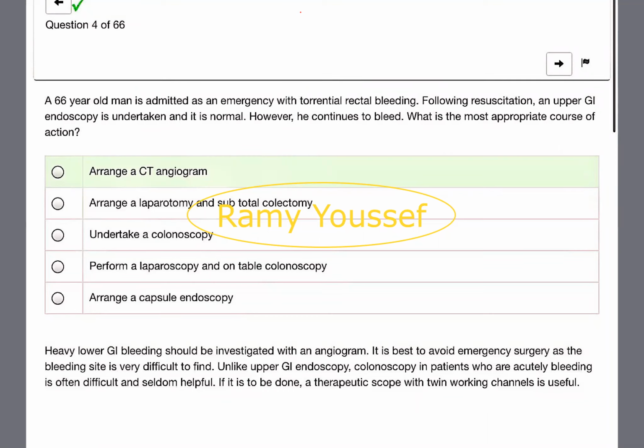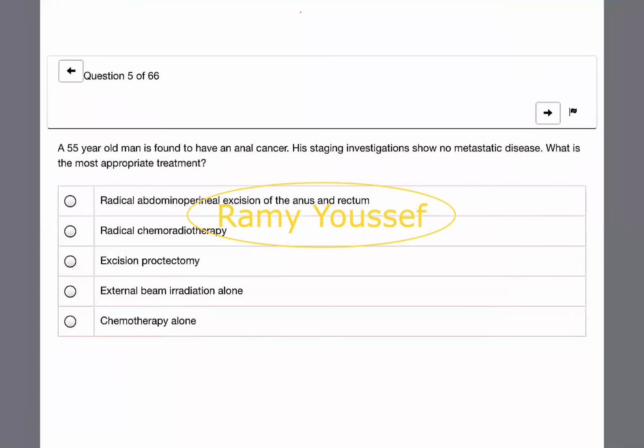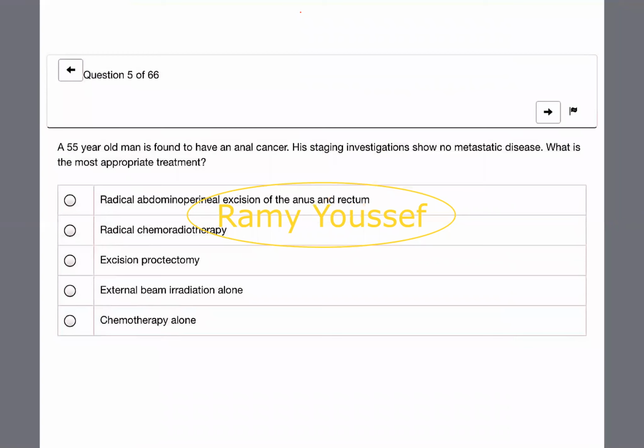Yes. Okay, next question, Dr. Abu Yazid. A 55-year-old man is found to have anal cancer. His staging investigations show no metastases. What's the most appropriate treatment? A. Radical abdominoperineal excision with anus and rectum. B. Radical chemotherapy. C. Excision proctectomy. D. External beam radiation alone. E. Chemotherapy. I will go with A.